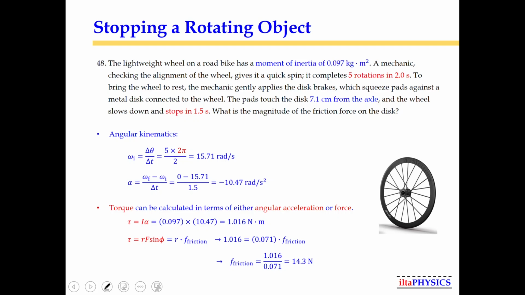Problem number 48 is about accelerated rotational motion, specifically bringing a rotating bicycle wheel to a stop. The problem description is a bit long, so please pause the video for a moment, read the problem yourself, and think about what it's asking.